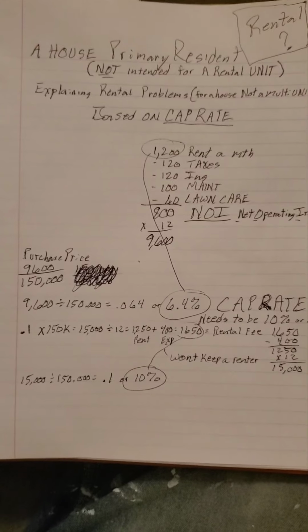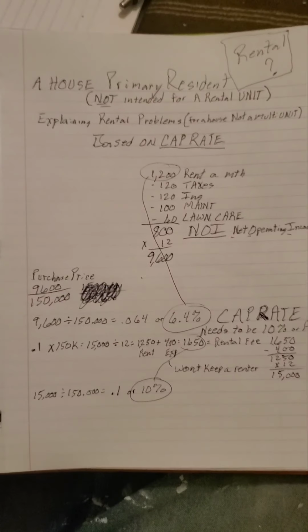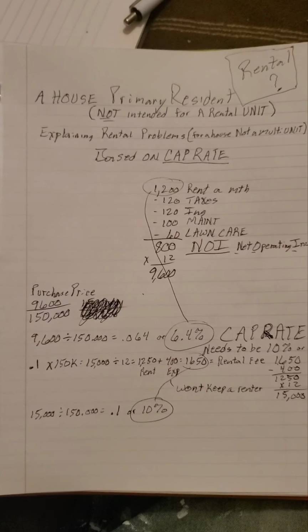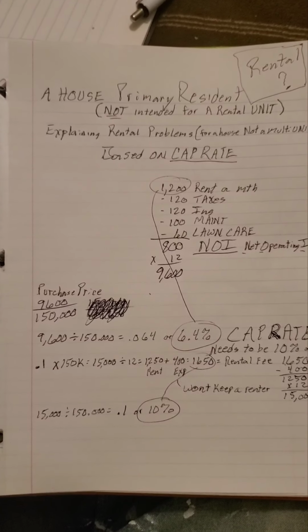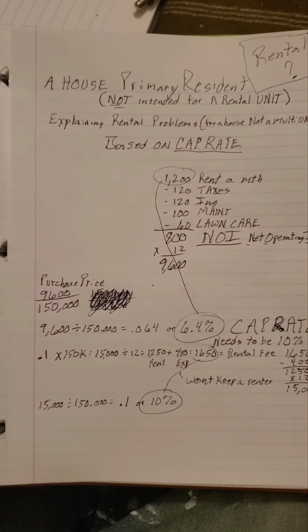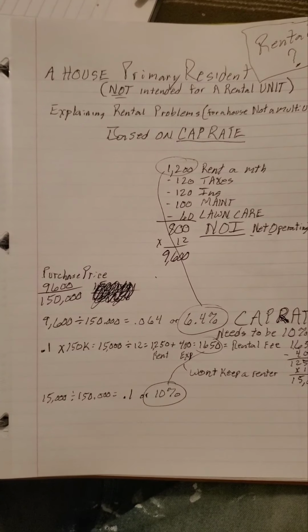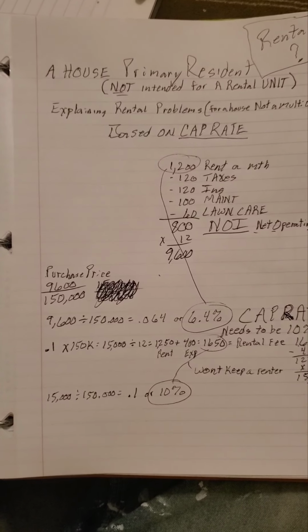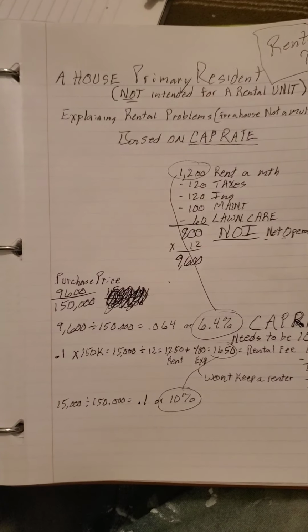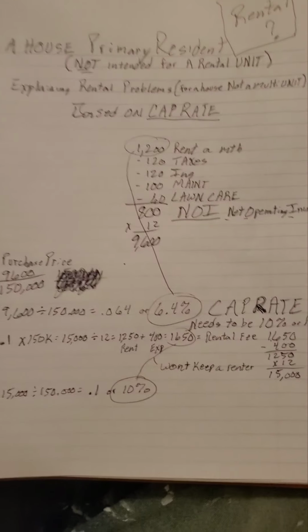If you don't know what cap rate is, I just learned it, so I want to repeat it before I forget it. Cap rate is the net operating income, the NOI, so what you made on the property, divided by the purchase price of the property. That is the cap rate. So let's get into these numbers.